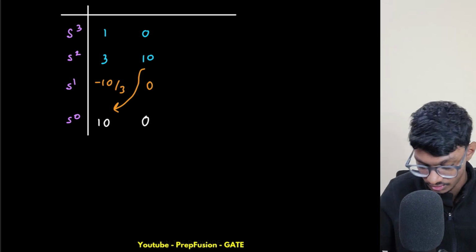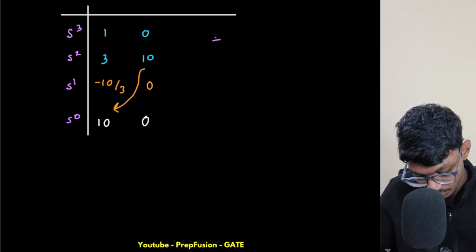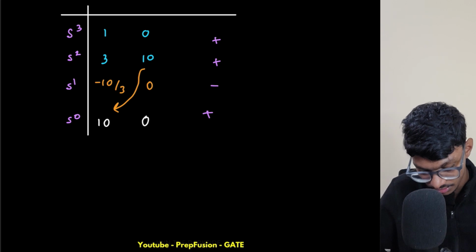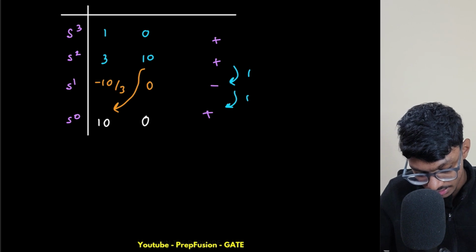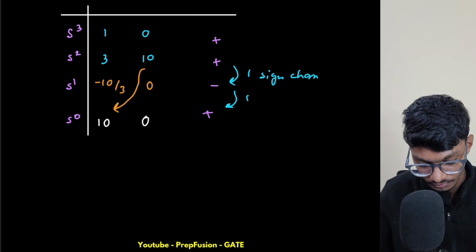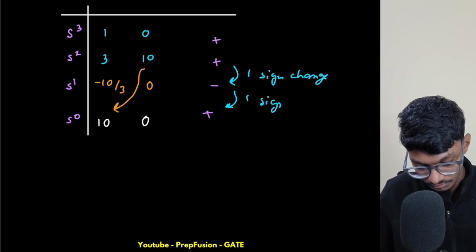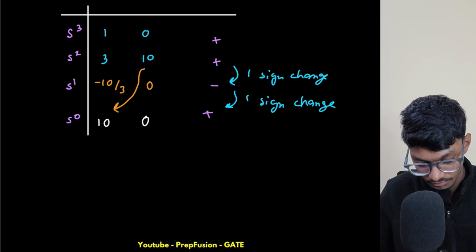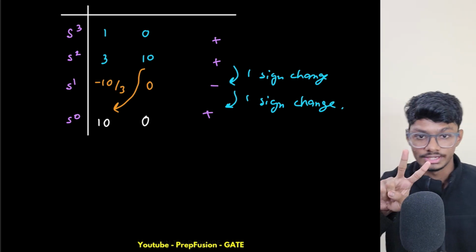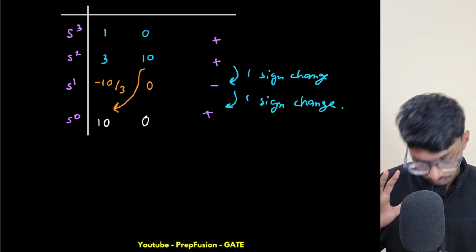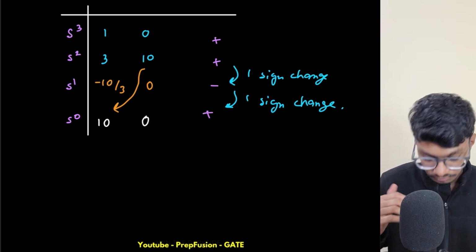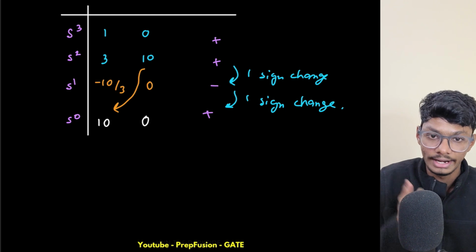So how many sign changes do I have? I have plus, plus, minus, plus. So I have one sign change here and one sign change here, right? So I have two sign changes. If I have two sign changes, what does that mean? That means basically that I have two right hand poles, right?